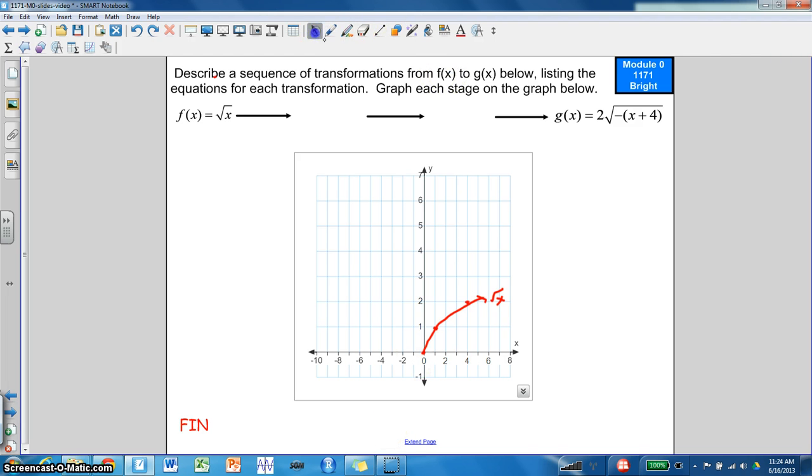Okay, and now if I look at g of x, my final end product, I have a couple different things going on. One thing I have going on is a vertical stretch by 2, by a factor of 2. Okay, I also have a horizontal reflection with the minus sign.